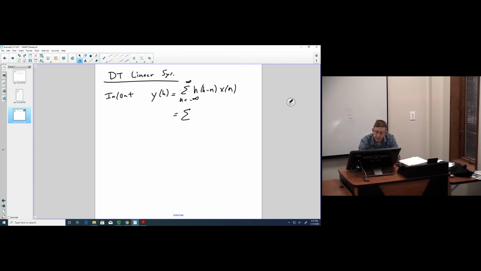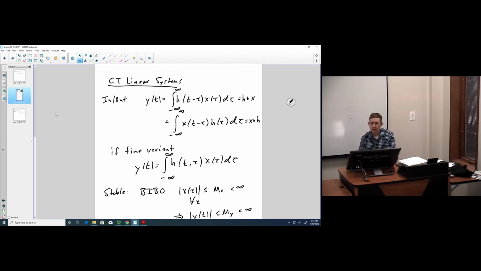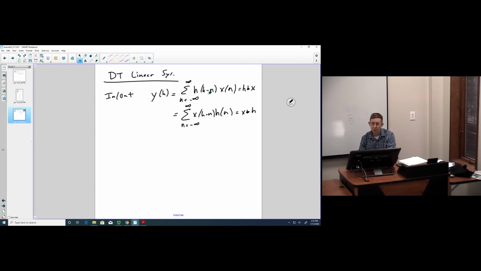You can also write it like this: the sum over n from minus infinity to infinity of x of k minus n, h of n. Doesn't matter which order you do it. This I would call x convolved with h. That I would call h convolved with x. So very much the same notation, right? The context tells you whether you're doing a summation or an integral. Here's continuous time, this is discrete time. So the convolution sum describes inputs and outputs. The output is related to the input via the impulse response through this summation.